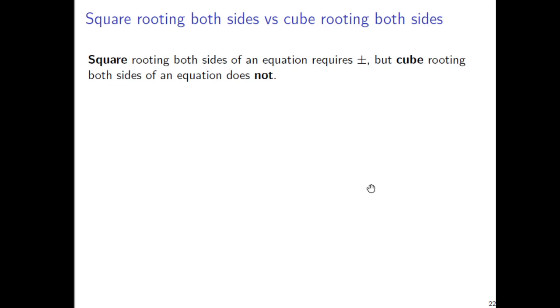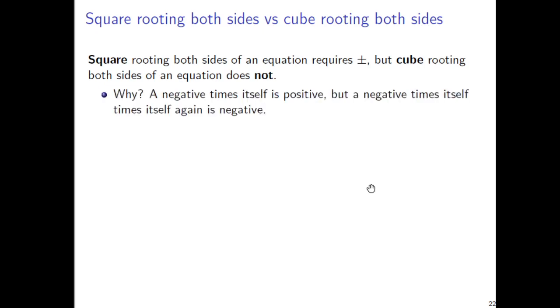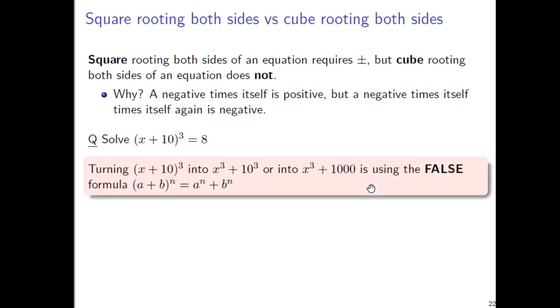So square rooting both sides of an equation introduces a plus or minus sign, and cube rooting both sides of an equation doesn't. Okay, so why? It goes back to a negative times itself being positive, but then a negative cubed is negative, so there's no need when cube rooting. So this is a place where people sometimes take the idea that when you square root both sides, you need a plus or minus sign, yes, but when you cube root both sides, no plus or minus sign. Oh, by the way, before getting there, just a friendly reminder, the exponent here will not distribute. That would be using a false formula, so don't do that.